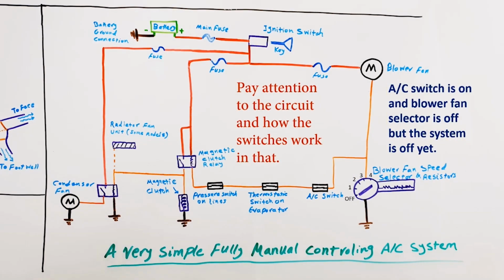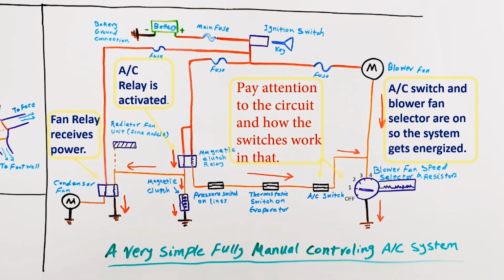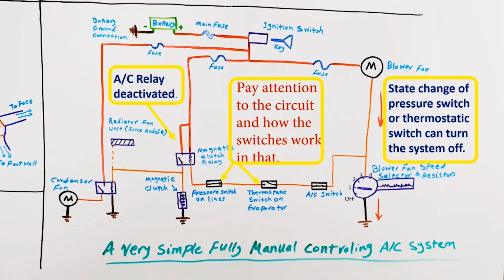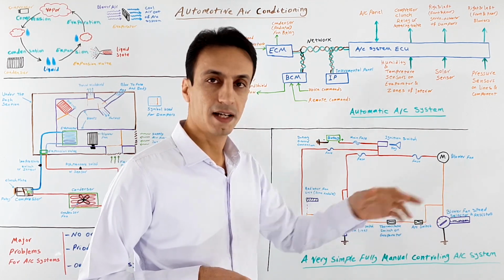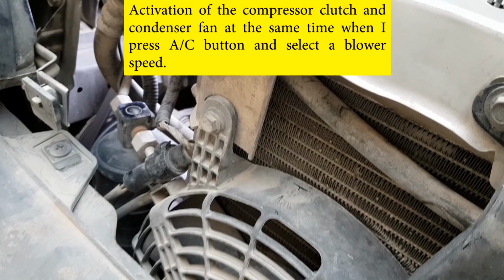Now I think you can understand overall function of controlling circuit for a simple manual AC system. In brief, I can say that electrical power for compressor clutch flows from battery and goes into a few fuses and relays and then passes through some switches that are laid in series configuration in controlling circuit to protect the system. These switches are AC on button, blower fan speed selector, thermostatic switch on the evaporator, and pressure switch on high and low pressure lines and components.